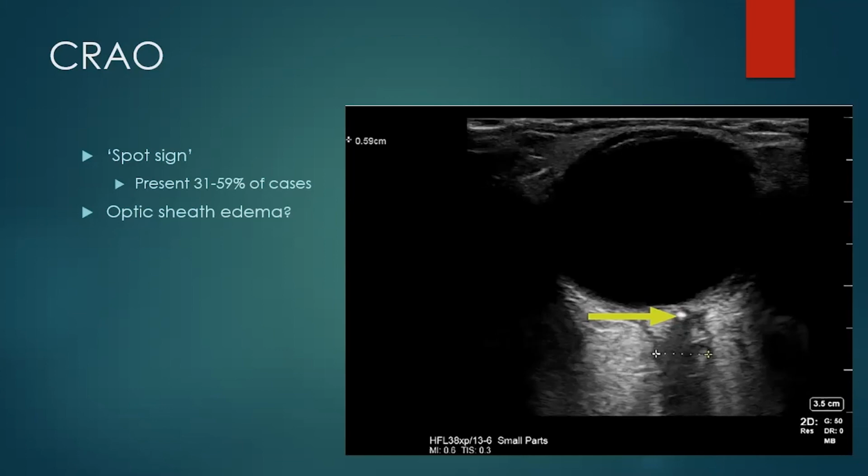And then the other thing, which has been even more poorly described, is optic sheath edema. Some of the stuff I looked at called anything above 0.5 centimeter worth considering as a finding that might go along with this diagnosis, thinking loss of forward flow, presence of posterior edema.